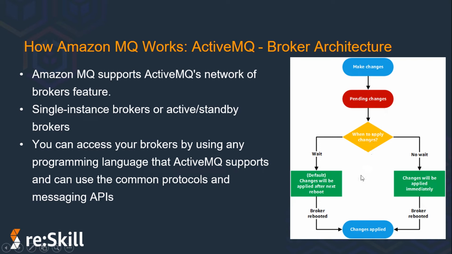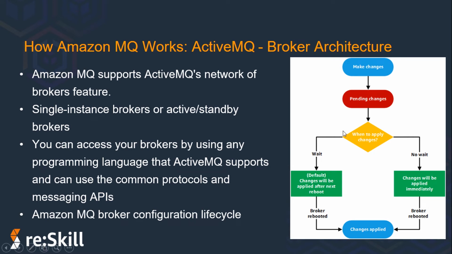You can see this diagram is illustrating the configuration life cycle, like if you make some changes to the configuration revision, how it will be applied. You make the changes, the changes are pending, and then you just have to decide when to apply the changes. You have two options. First, the default one, the changes will be applied after the next reboot. It is waiting. But if you do not want to wait, you want the changes to be applied immediately, you can configure that also. And that's how the configuration changes will be applied to the broker. Okay, and yeah, this configuration life cycle is done.